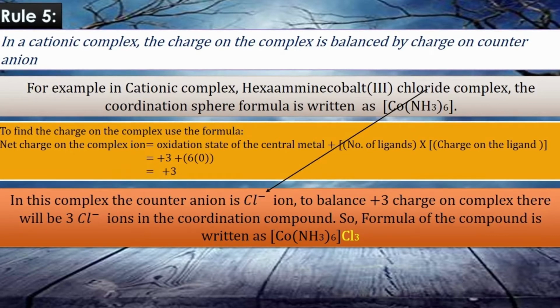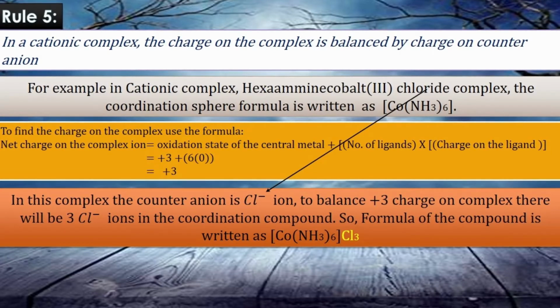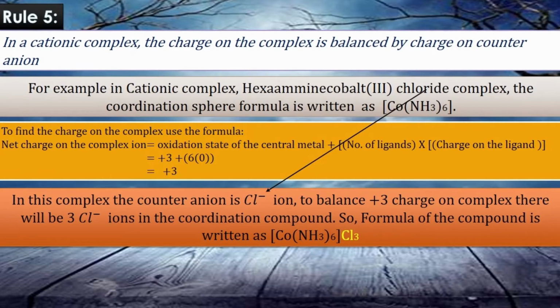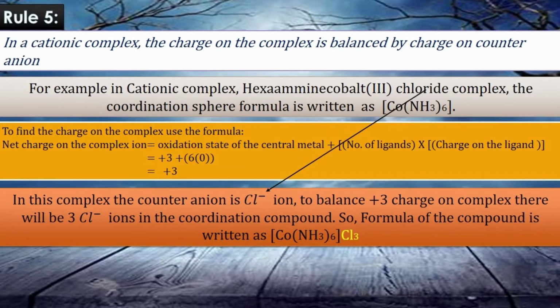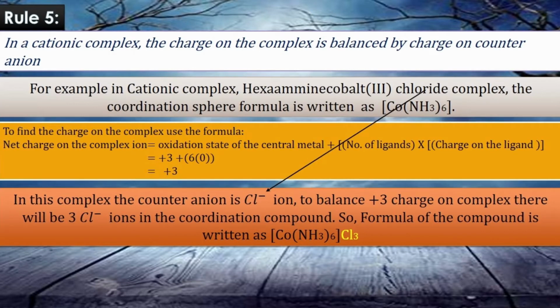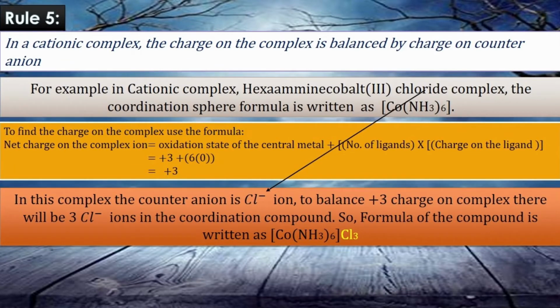So here the coordination sphere, we will write it as, first we'll open the square bracket, we will write the symbol of the central metal atom, then without any space we will write the formula of the ligands, then you will mention how many times that ligand is present, then we will close the square bracket.